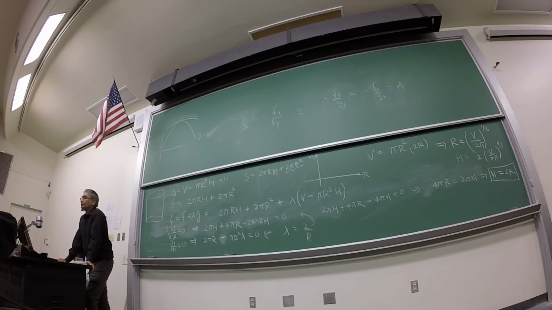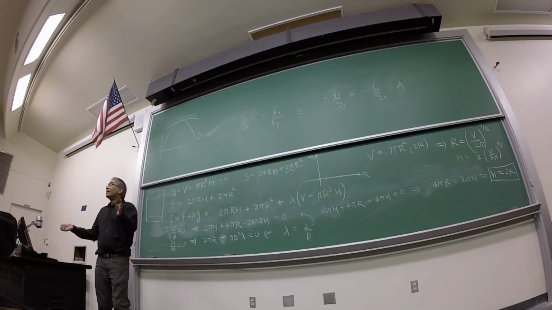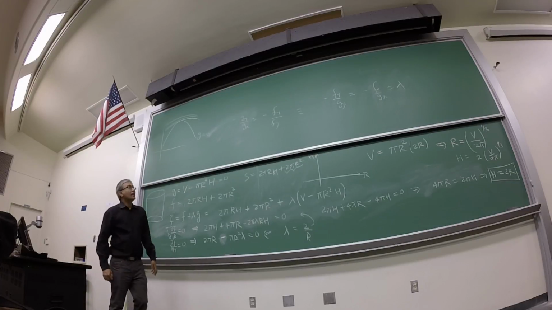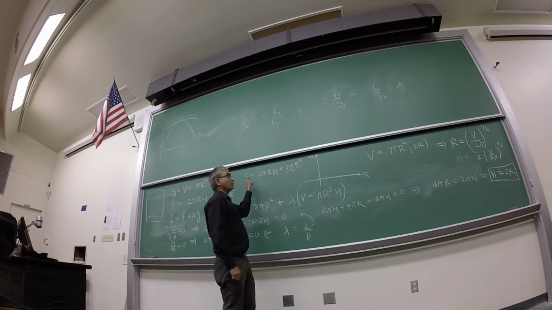You said volume? I thought you said volume. No, volume is fixed. Oh, sorry, did I say volume? No, I meant surface area. Volume is fixed. We can't change volume. Oh yeah, that's right. The question is what happens to surface area. And we know as r goes to infinity, surface area goes to infinity, right?